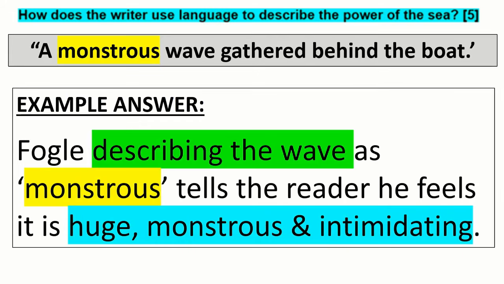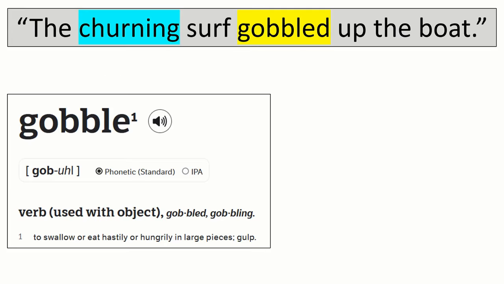So I put Fogle describing the wave as monstrous, tells the reader he feels it's huge, monstrous, intimidating. I didn't mean to put monstrous there. That is actually a good thing to remember, actually. Never repeat the quote in your answer. So if I was changing that now, I'd say it tells the reader he feels it's huge, grotesque, and intimidating.